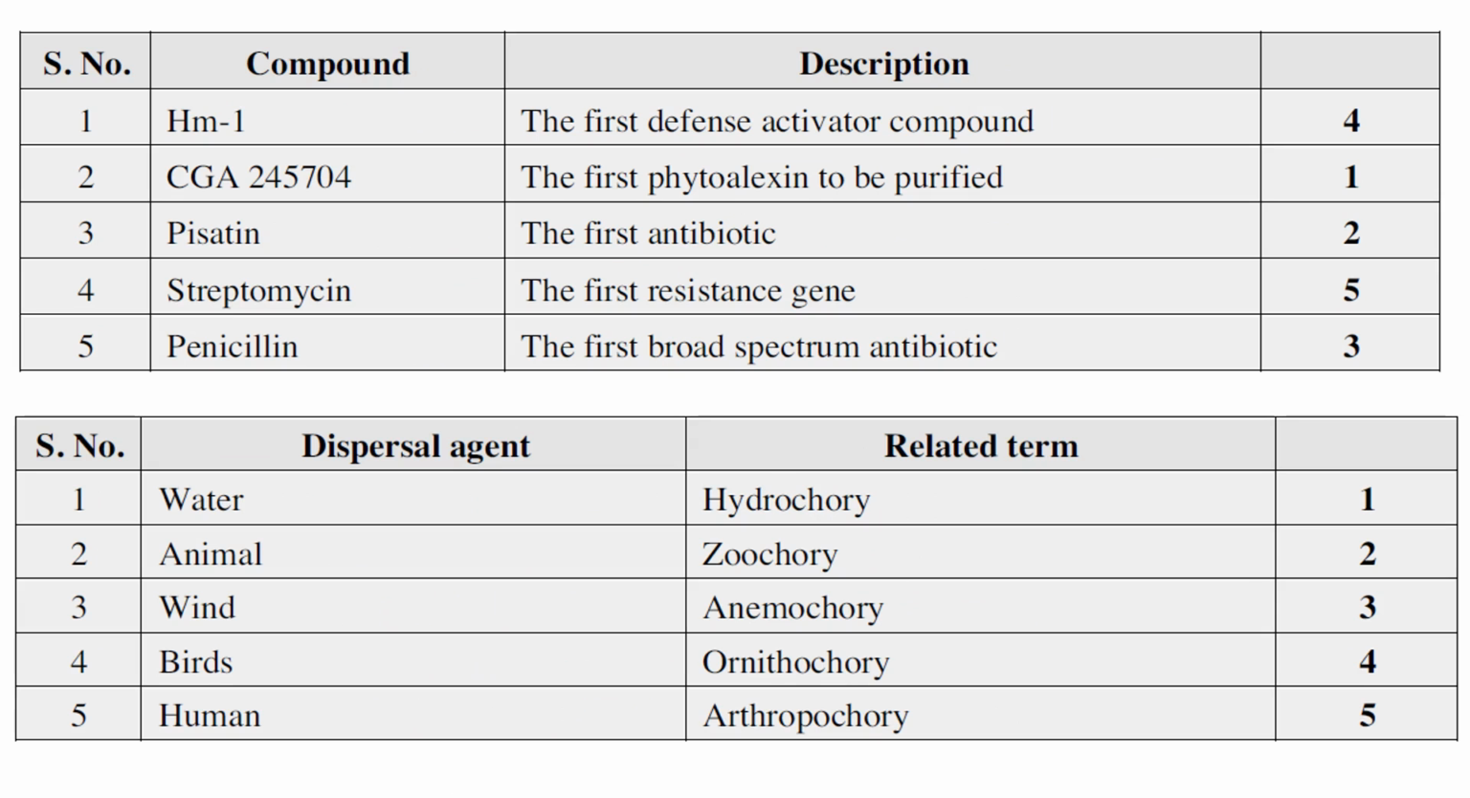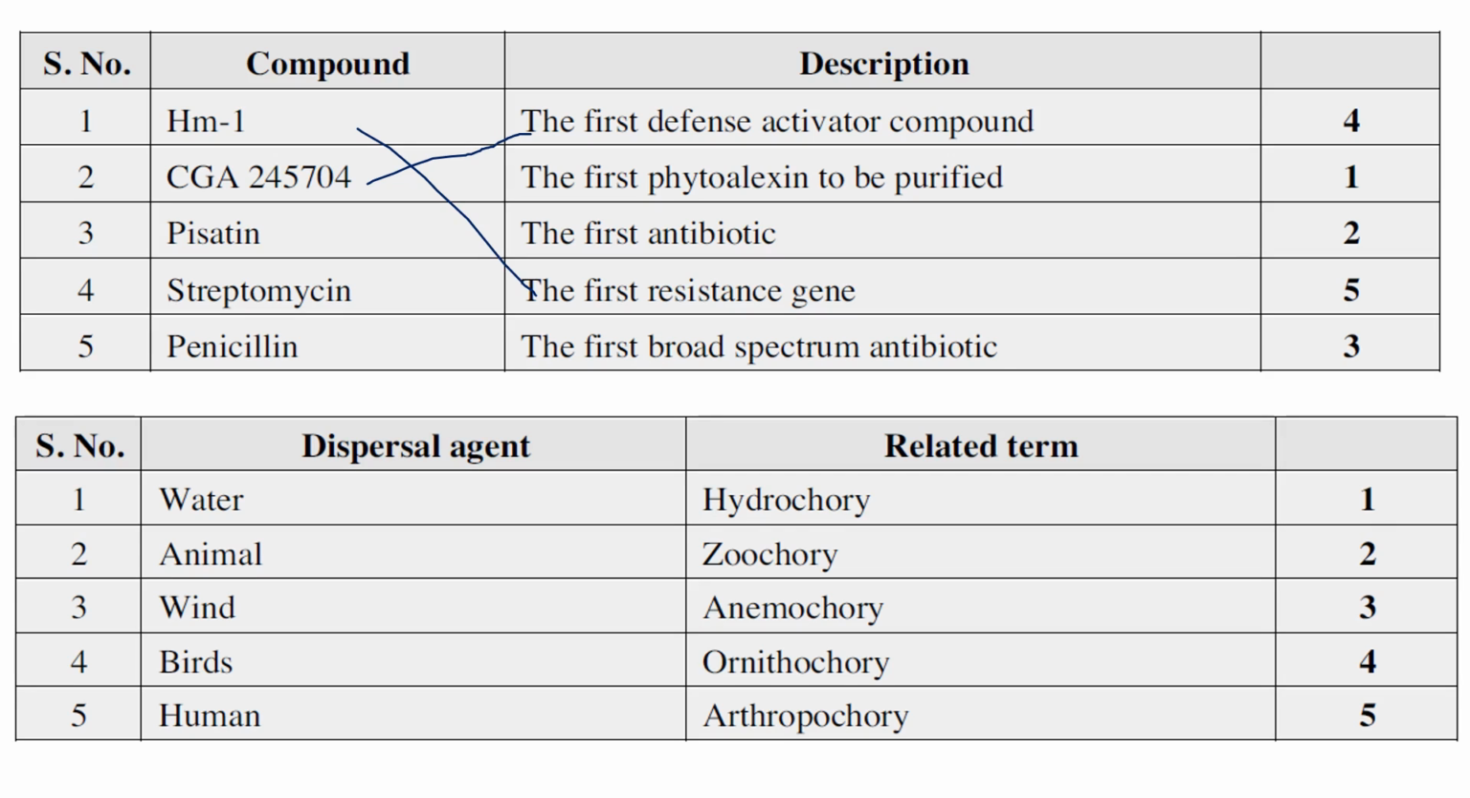The next, left side is compounds, right side is the description of the compound. HM1 is the first plant resistant gene, right? CGA 245704, it is also called Actigard. First discovered in 1966. That compound name is Actigard. Okay, it is the first plant defense activator.